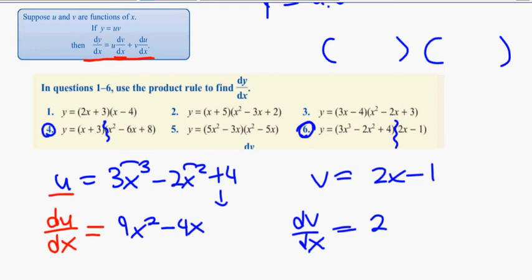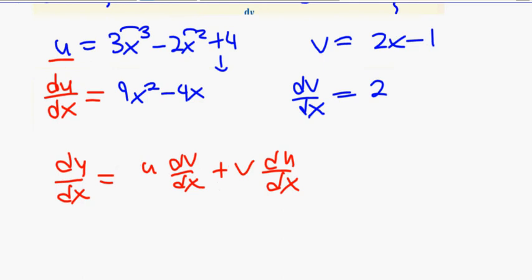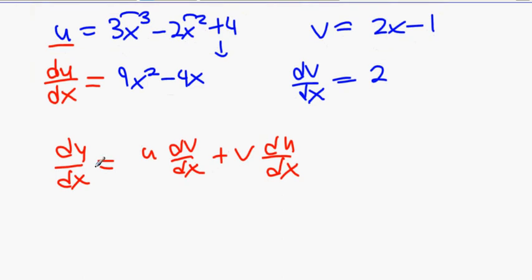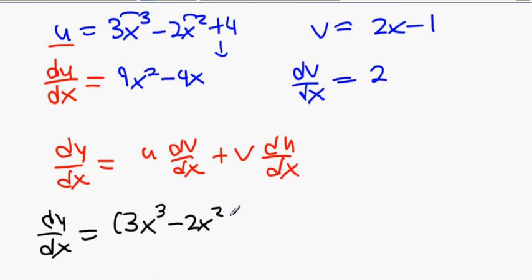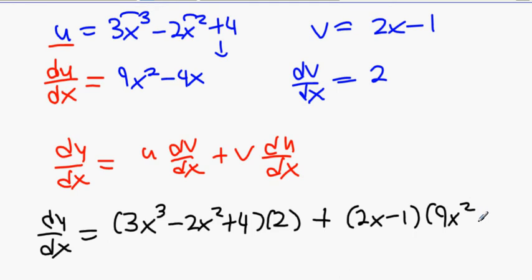We're then going to follow the rule, okay? So I have enough information here to follow my rule. Dy dx ends up to be u, u is 3x cubed minus 2x squared plus 4, all being multiplied by 2, plus v, which is 2x minus 1, times du dx, which is 9x squared minus 4x. I'm now going to multiply them.